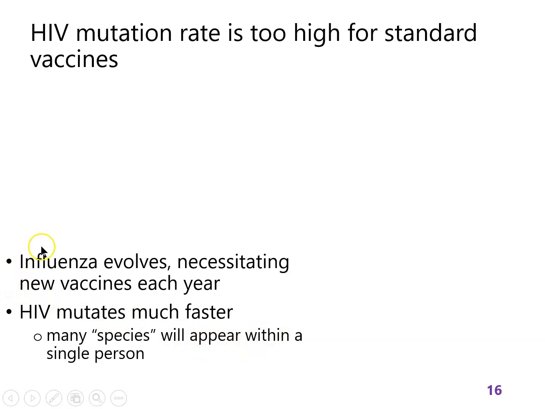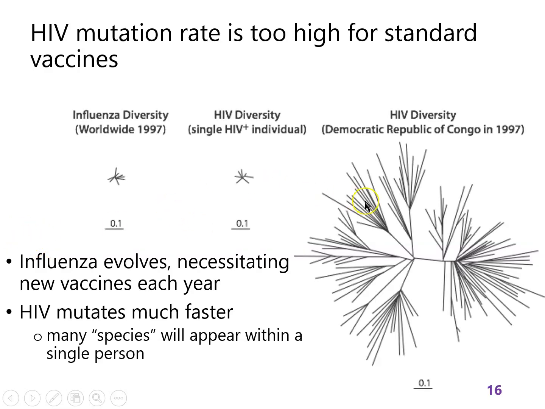So I'm going to show you 3 phylogenetic trees that are all to scale. So they're all on the same scale. These are the 3 trees. This is an old study, and this is one of the most amazing diagrams I've ever seen. This is a phylogenetic tree of all influenza isolates in the world in 1997. And this is a phylogenetic tree at the same time of all the HIV isolates inside one person. So everything in the world for influenza, everything in one person for HIV. And this is a phylogenetic tree of all the HIV in one country.